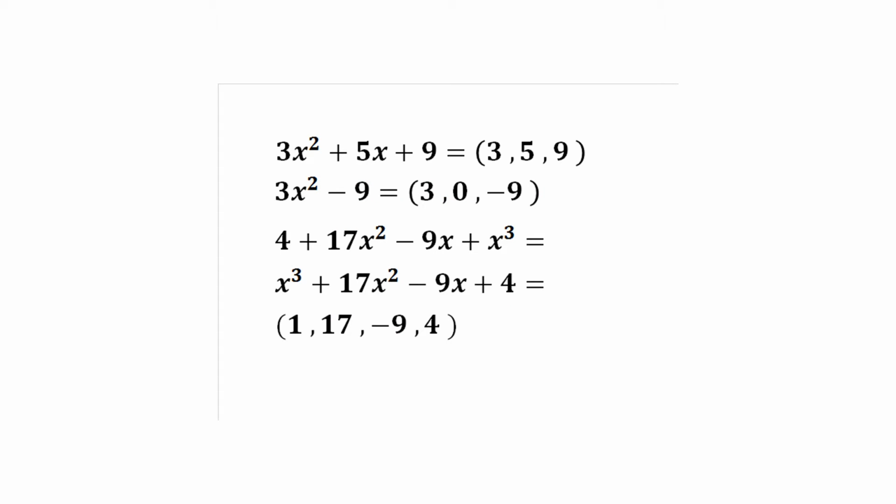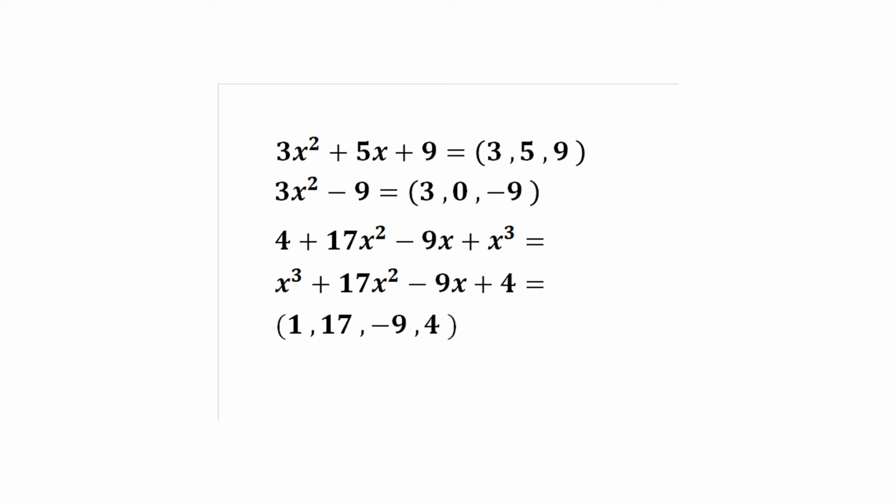Here we have a polynomial, 3x squared plus 5x plus 9, written in correct order. It's x squared, then the next term to the right is x, and the next term has no x. So we can simply take off the numbers 3, 5, and 9 and make the tuple 3, 5, 9. 3x squared minus 9, the next example, has no x term, but we have to understand that it's really 0x. So when we write the tuple, we've got 3, 0, negative 9.